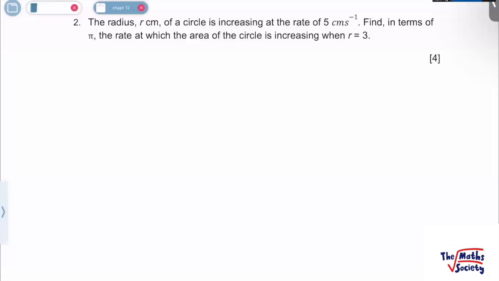Okay, so now moving on to question 2. It says that the radius r of a circle is increasing at the rate of 5 centimeters per second. So we know that it's increasing, which means dr by dt equals 5. In terms of pi, you need to find the rate at which the area of the circle is increasing when r is equal to 3. So when r is equal to 3, you need to find dA by dt, right?